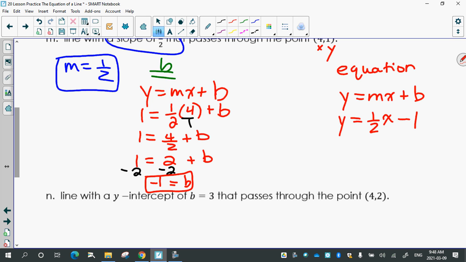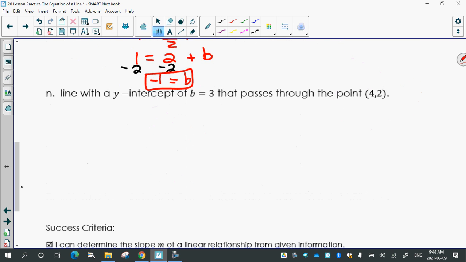And our last question, a bit different. This time it gives me the y-intercept. So I don't know the M. I know the B is 3, and I know a point. Any ideas for this? Yeah.